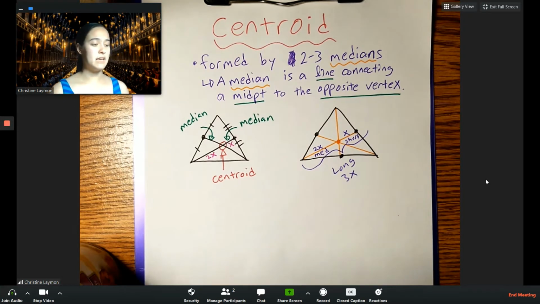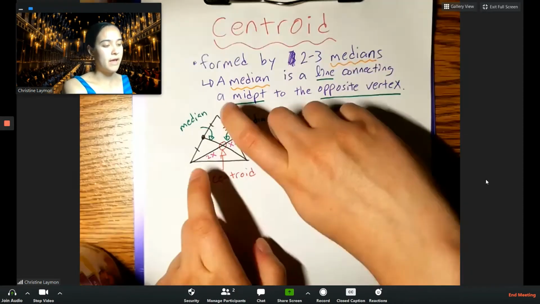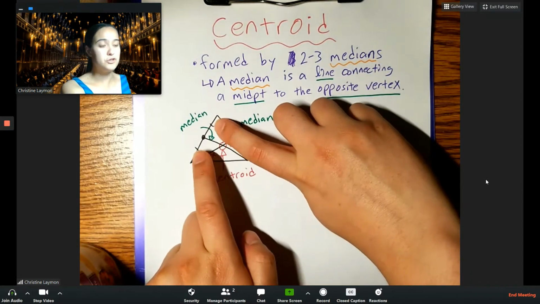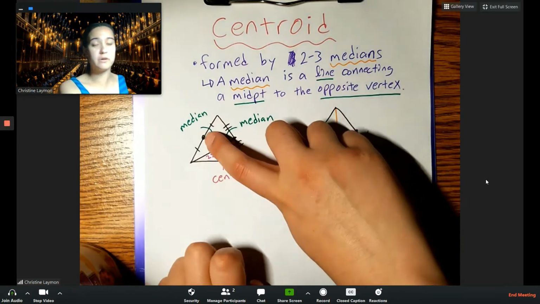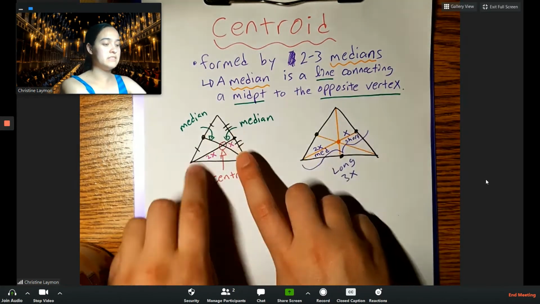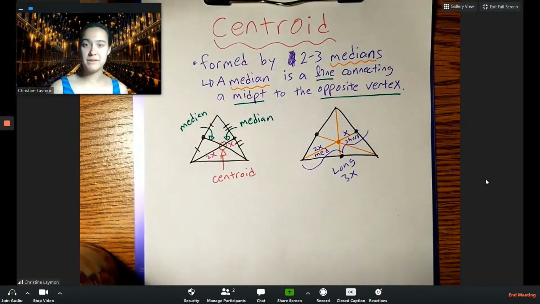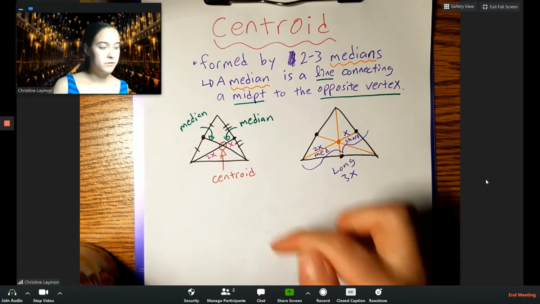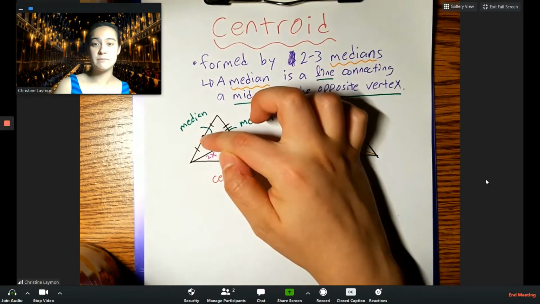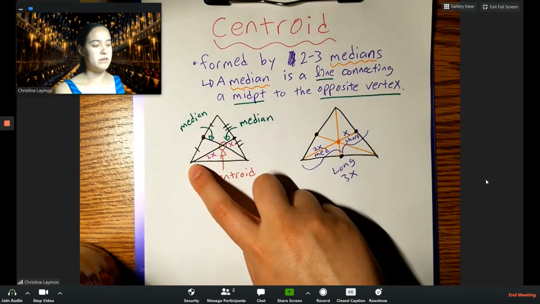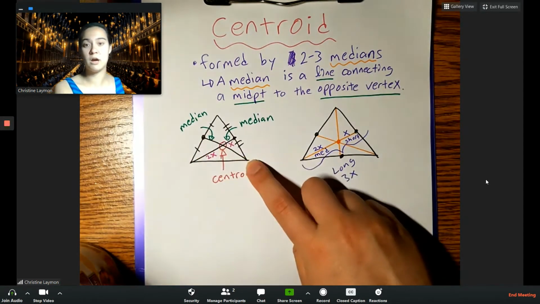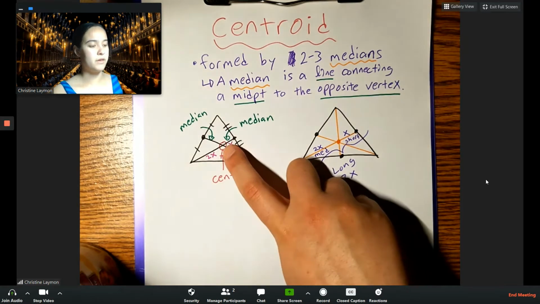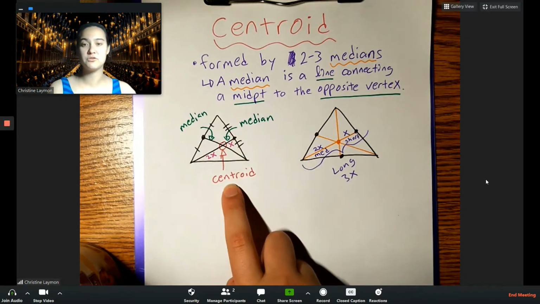Notice that a median connects a midpoint to the opposite vertex, and that's why I have these markings here. If these 2 markings are present, it tells you this one is directly in the middle. Same thing with this here, because to be in the middle, that means your 2 sides are congruent, or the same. So that's a midpoint, and that's a midpoint. And I've drawn them to connect straight across to the opposite vertex. Where they intersect, that location is called the centroid.